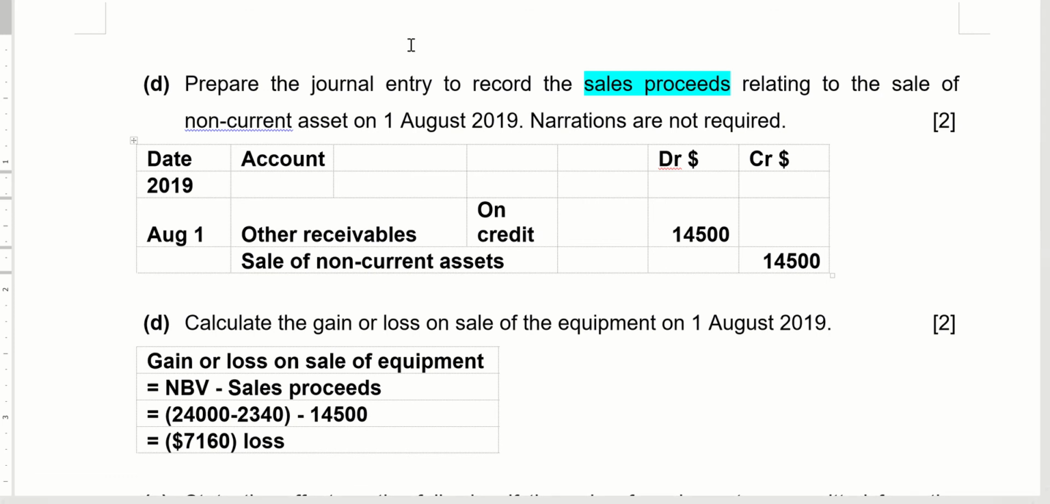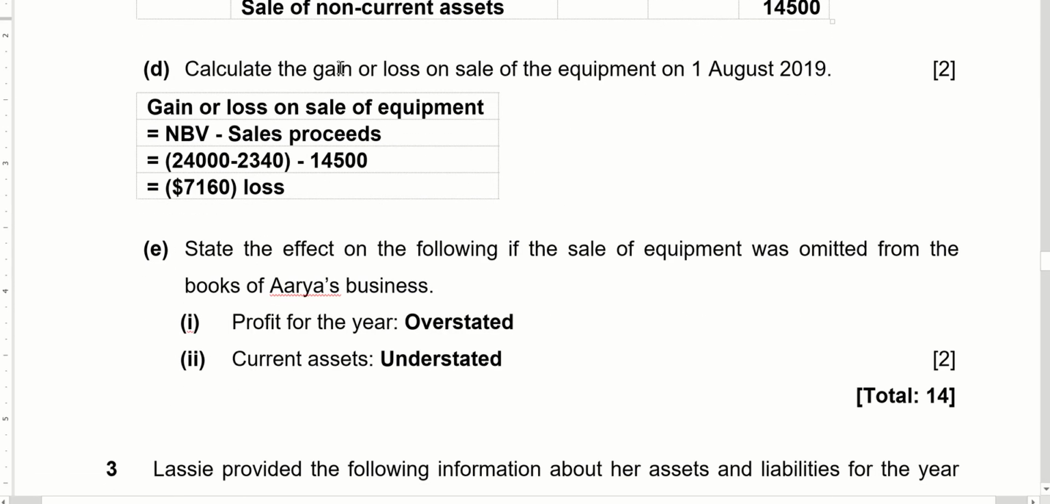Okay, next, they asked you to calculate the gain or loss on the sale of equipment. So gain or loss equals your net book value minus your sales proceeds. Why net book value minus sales proceeds? Because we know net book value is what your NCA is worth to you. So your net book value, minus away whatever selling price you managed to get for it.